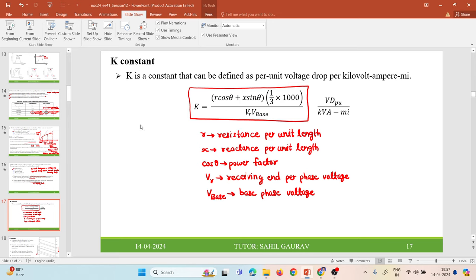In this expression, R is the resistance per unit length, X is the reactance per unit length, cos theta is the power factor, VR is the receiving end per phase voltage, and VR is also the base phase voltage.